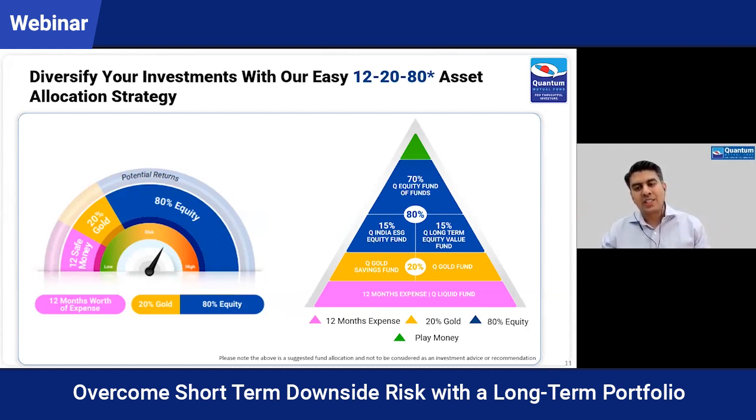So what it means is 12 months of your money kept really safe. It could be anywhere, be it a liquid fund. We recommend the Quantum Liquid Fund, because it does not take any credit risk and therefore is much safer. But whatever you think is safer, be it an FD or a liquid fund, that is where you need to keep those 12 months very, very safe. And the rest of the money should be split between equity 80% and gold 20%.